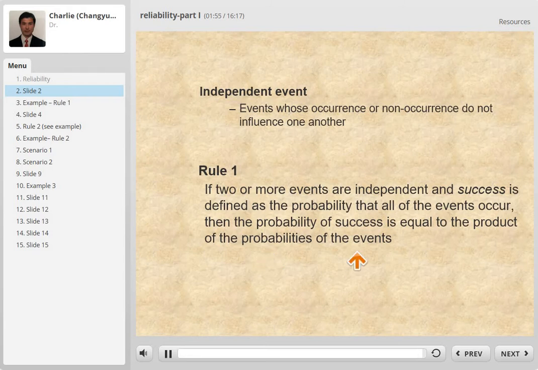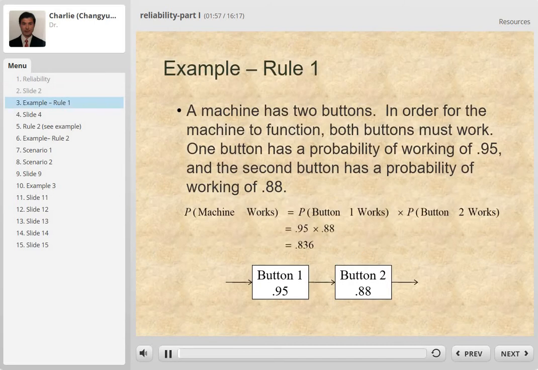Let's take a look at an example. Now here comes the example. We have a machine that has two buttons. In order for the machine to function, recall we call this success in the definition of rule 1, both buttons must work. In other words, if one of the buttons fails, then the system fails, the machine fails. One button has a probability of working of 0.95. Another one has a probability of working of 0.88.